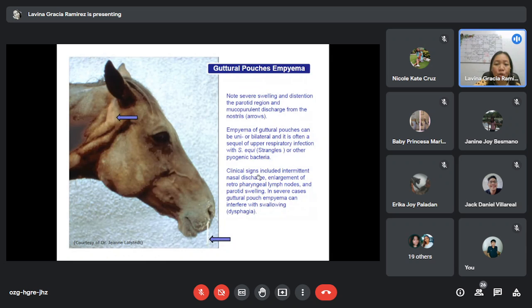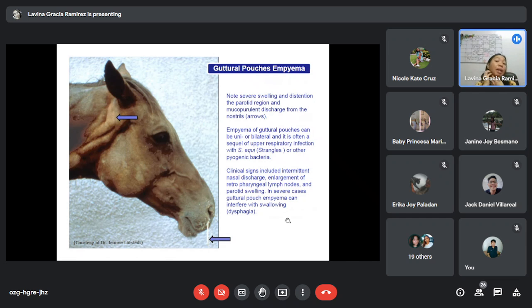The clinical signs show intermittent nasal discharge, which could be unilateral or bilateral. There is enlargement or lymphadenitis, particularly of the retropharyngeal lymph nodes. And in severe cases, this will produce empyema of the guttural pouch that can interfere with swallowing. Why? Because there is pressure as it enlarges.